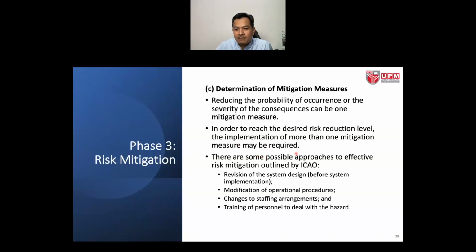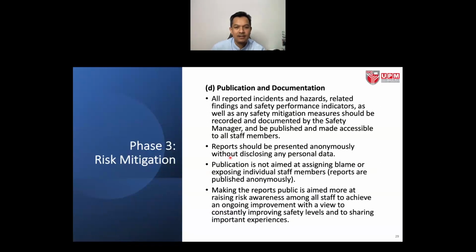There are some possible approaches to effective risk mitigation outlined by ICAO: revision of the system design before system implementation, modification of operational procedures, changes to staffing arrangement, and training of personnel to deal with the hazard. Right? And then about publication and documentation.